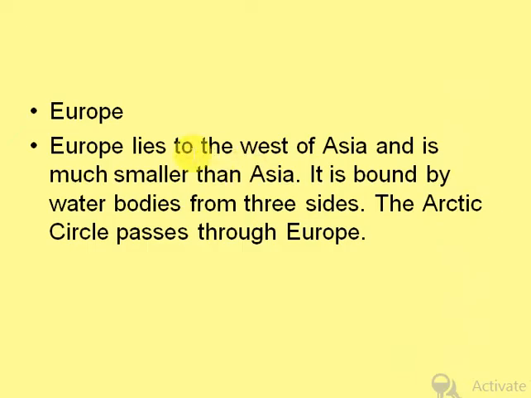Now let us discuss about the Europe. Europe lies to the west of Asia and is much smaller than Asia. It is bound by water bodies from 3 sides. The Arctic Circle passes through Europe.